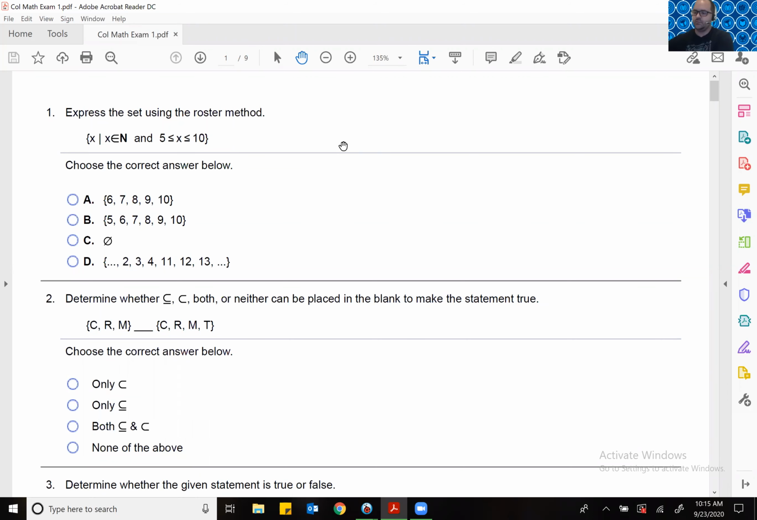Do you mean like a regular calculator or a graphing calculator? A regular calculator will work just fine. All you need to be able to do is add or subtract. That's the only operations you need to be able to do on this. So calculators are allowed during the exam? Absolutely. Calculators are allowed.